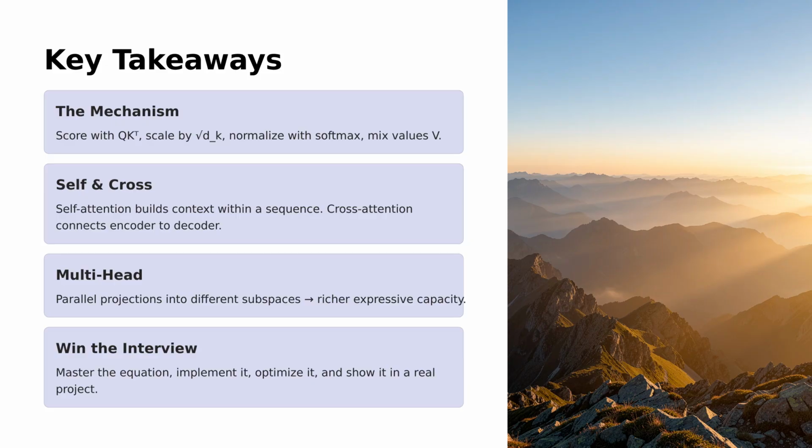Here are the key takeaways on attention. The core mechanism is simple. Compute scores with QK transpose, scale by the square root of d_k, apply softmax, and use those weights to mix the values, V. Self-attention builds context within one sequence, while cross-attention links the encoder and decoder. Multi-head attention runs this in parallel across subspaces, giving richer representations. For interviews, know the equation, code it, optimize it, and show a real example.